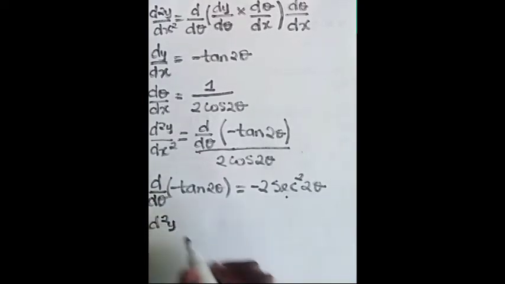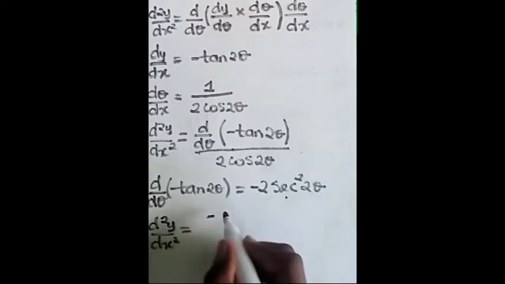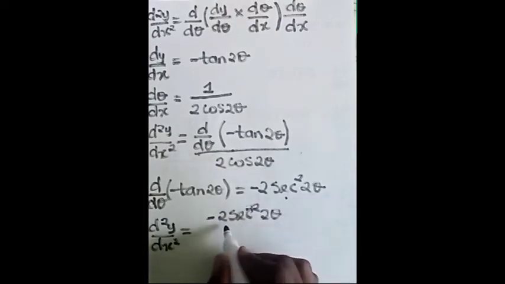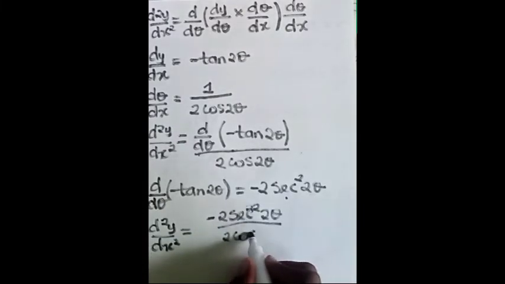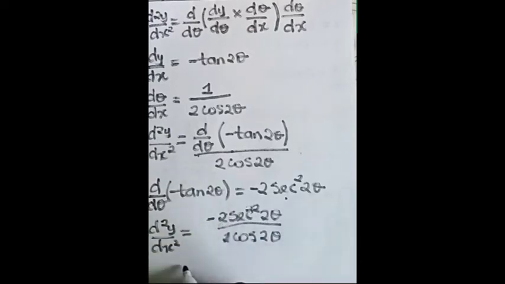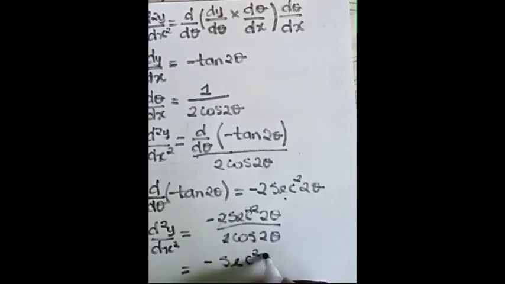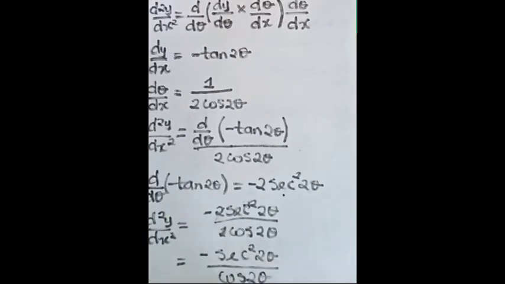I have that, so I just replace it here, which is going to give me d²y/dx² equals negative 2 sec squared 2 theta, all that over 2 cos 2 theta. The 2s cancel. We're going to be left with negative sec squared 2 theta, all that over cos 2 theta. So we have that as the answer, but we can further simplify this.